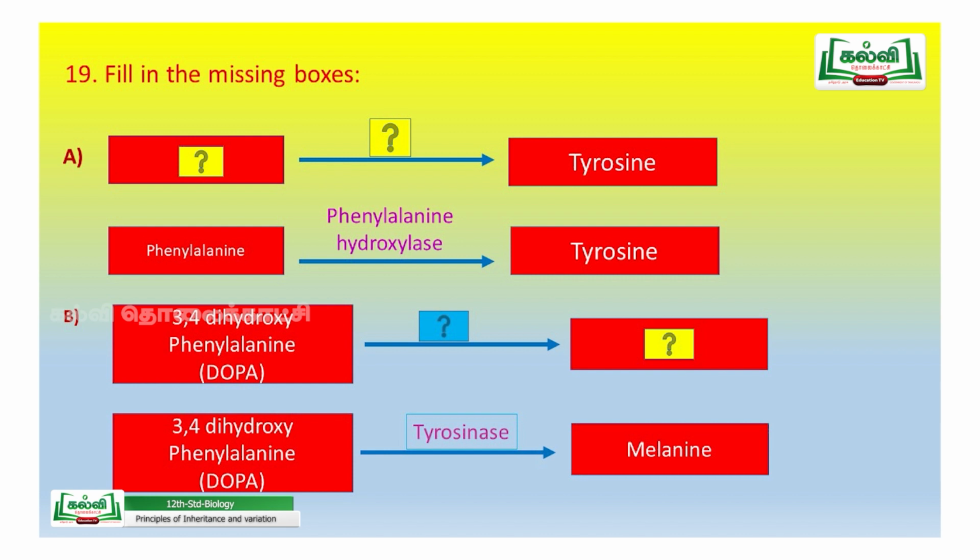3,4-dihydroxyphenylalanine, that is DOPA, gives what in the presence of what enzyme? 3,4-dihydroxyphenylalanine, DOPA, in the presence of tyrosinase gives melanin. So, this is the answer. You have it in your textbook, so you have to read the textbook very carefully.